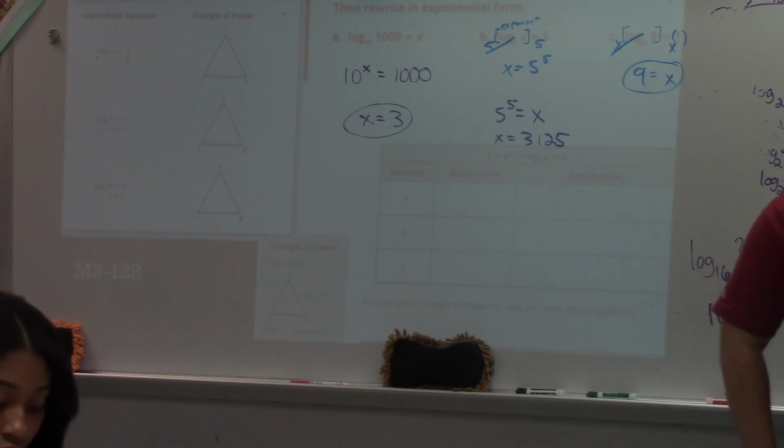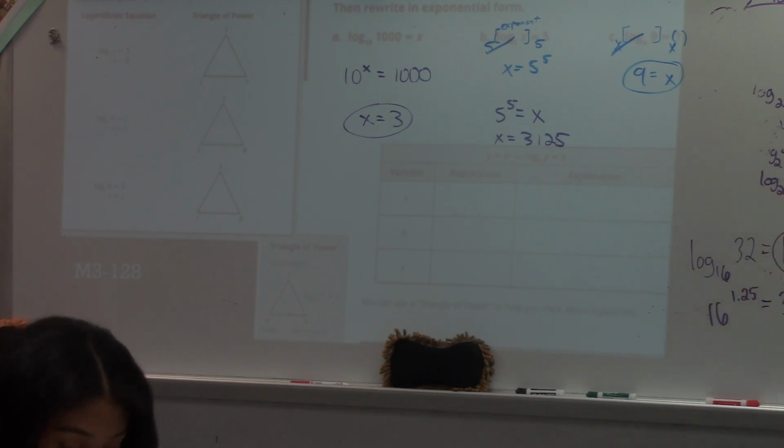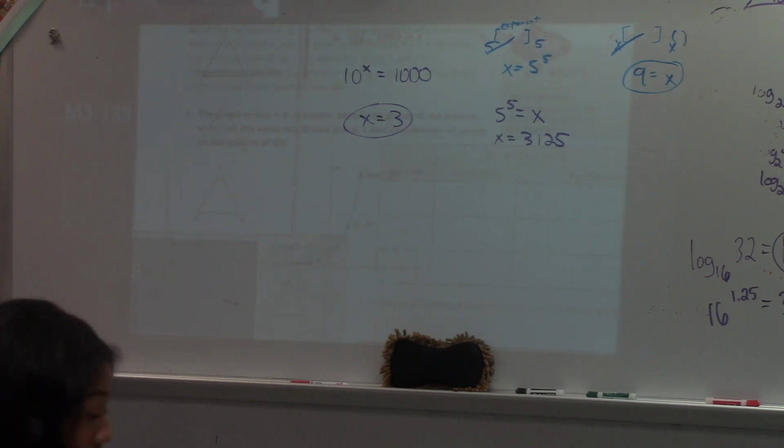But a logarithm at the end of the day is a what? I hope that we do not ever forget this. Davis, at the end of the day, a logarithm is a what? An exponent. Don't forget that.